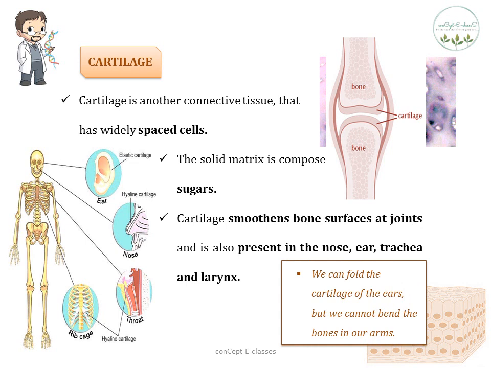Now if you take the case of both a bone and a cartilage, we can fold the cartilage of our ears, whereas we cannot bend the bones of our arms. So that is a difference between a cartilage and a bone.